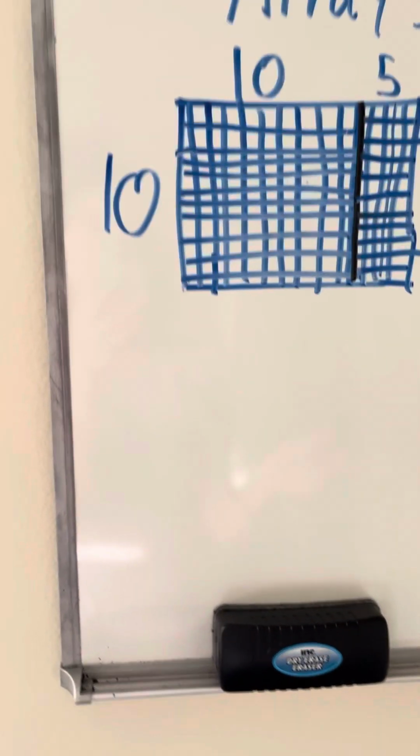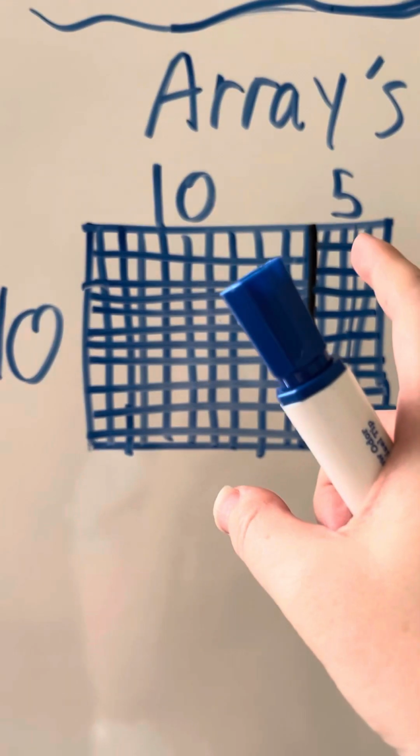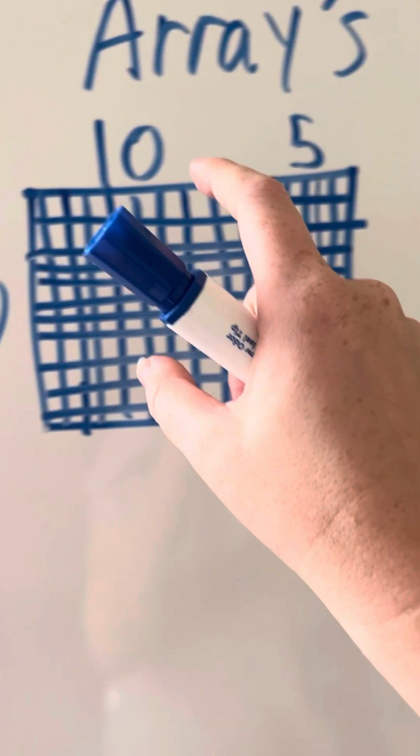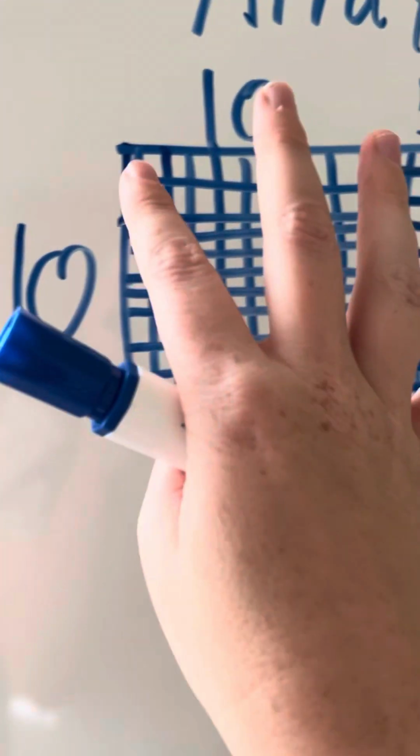And I know a lot of you probably agree with me on that. The good thing about arrays is they are very similar to area models. The only difference is area models are much cleaner because they don't have all this extra jargon. They don't have the grids. So they are very nice.